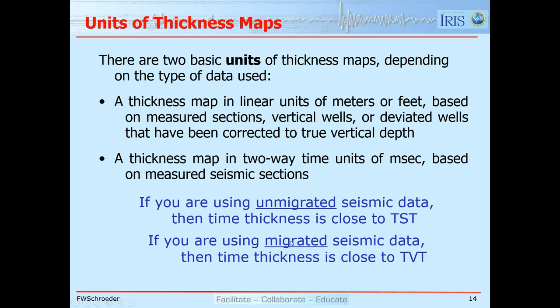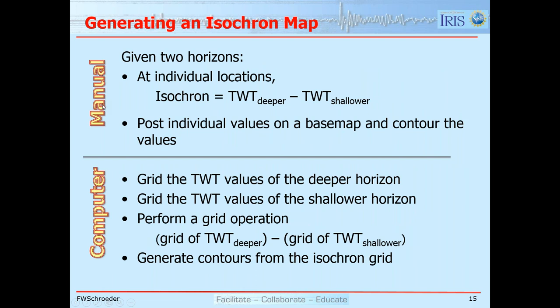So how do we generate these isochron maps? If we're doing this manually, we might have two horizons. And if we take the two-way time of the deeper horizon, subtract the two-way time of the shallower horizon, that would give me the isochron. We can post those individual values on a base map and then contour them either by hand, or we could input the thickness isochron numbers into the computer and have the computer contour it for us.